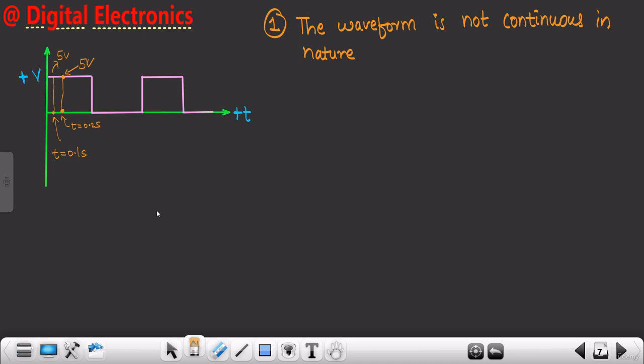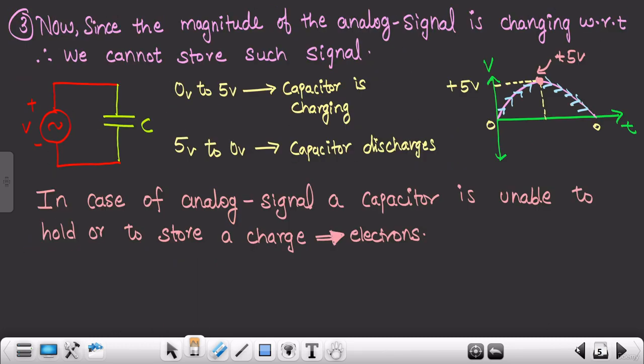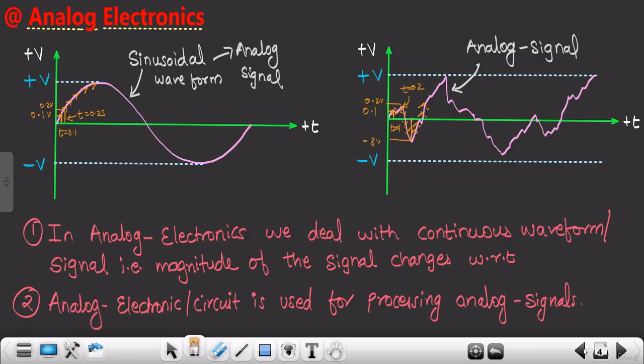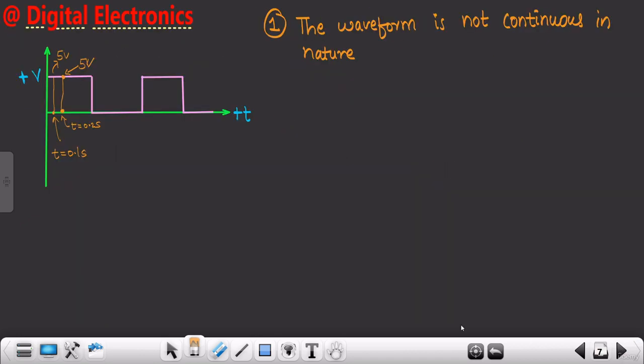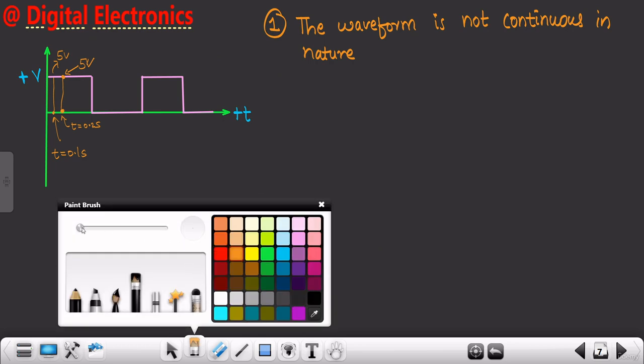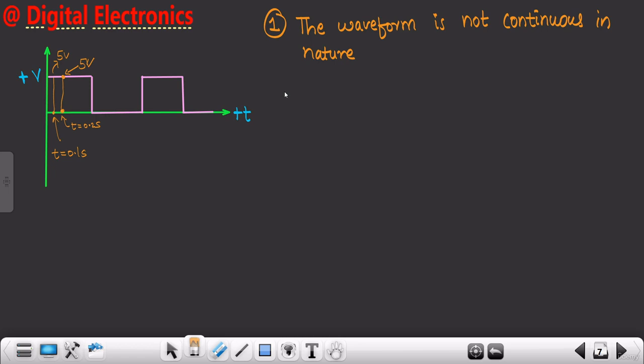Great. Moving to the next point, as I told you, in digital we deal with non-continuous waveforms. Now we'll see how exactly we are able to store certain things when it comes to digital electronics. So let me increase the thickness of the pen. The second point is, just a second.